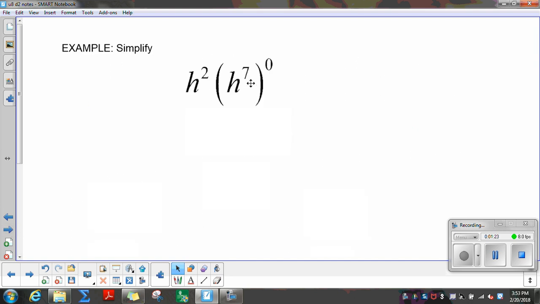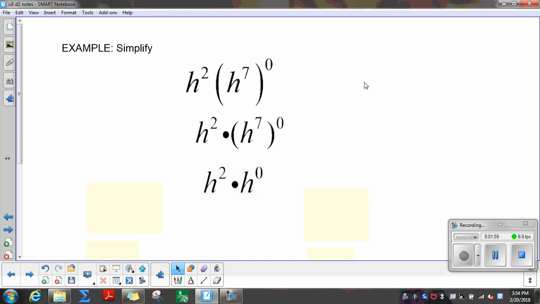So here we got h squared times (h to the 7th) to the 0. So this is what it means. We cannot go ahead and just add these exponents because this exponent is not really 7. It's going to change because of the 0. So we want to work from the inside. So anything with parentheses we want to deal with first. So what we're going to do is take care of this h to the 7th to the 0. Now, this is a power of a power. We're going to go ahead and multiply it. I just split it up so you guys can see the difference. We go ahead and multiply the 7 and the 0, and we get h to the 0.